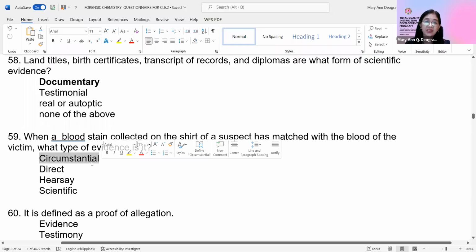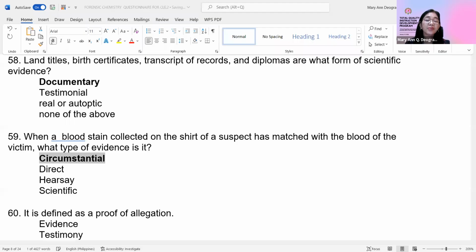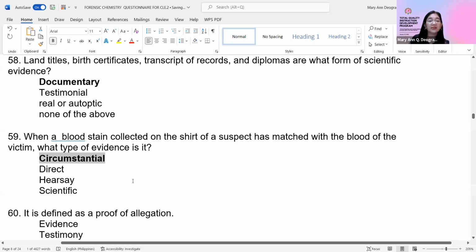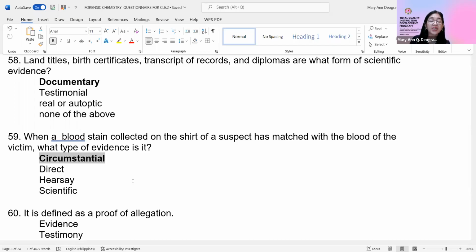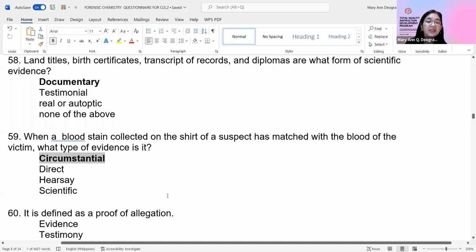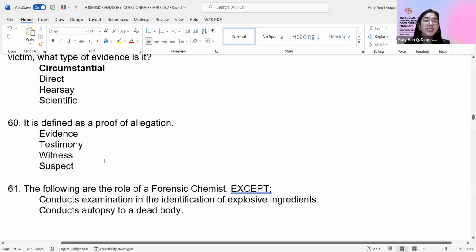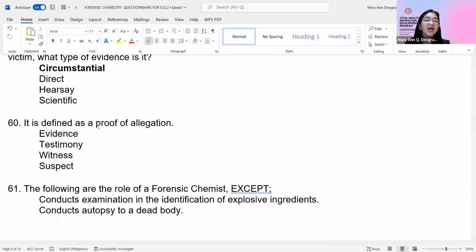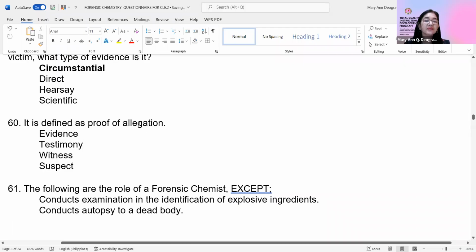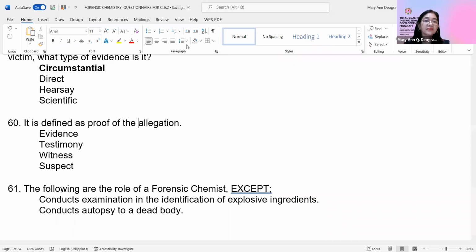It was proven first, no? Through examinations na nag-match nga yung blood, no? Blood ng victim doon sa shirt ng suspect. So magiging circumstantial evidences against the suspect. Kasi ang tanong, paano napunta yung blood ng victim doon sa shirt niya? Okay. About this one, it is defined as a proof of allegation. Okay, evidence, syempre. So it is evidence.